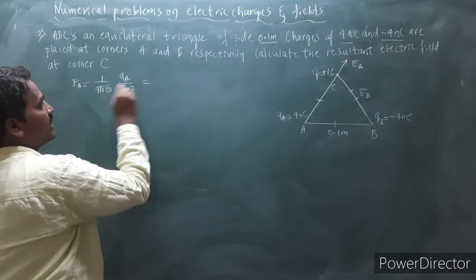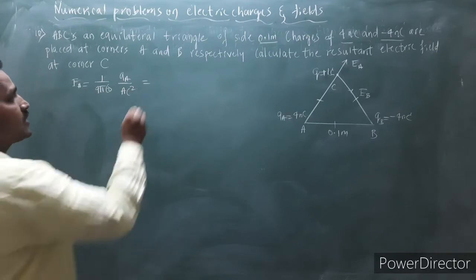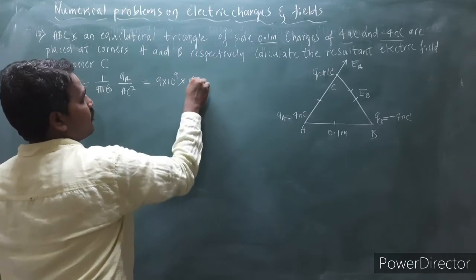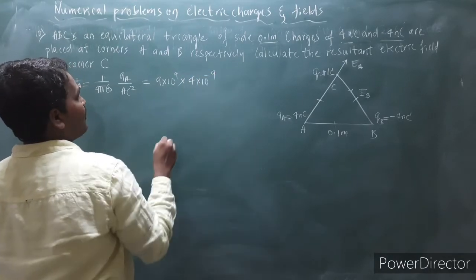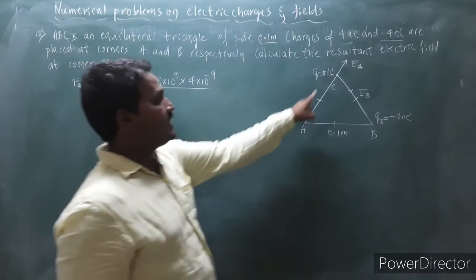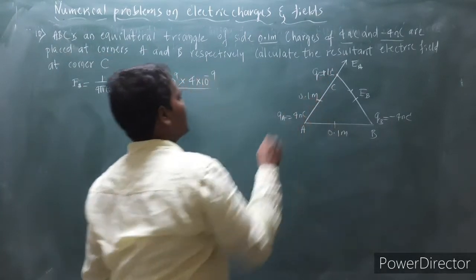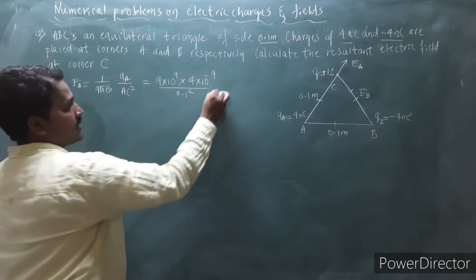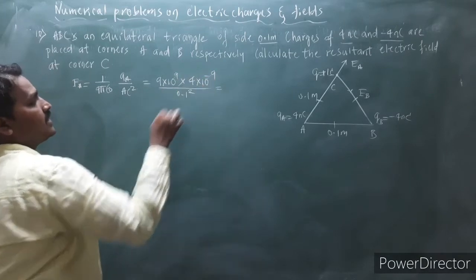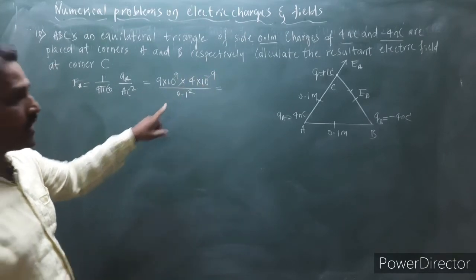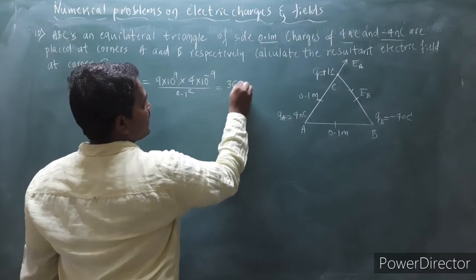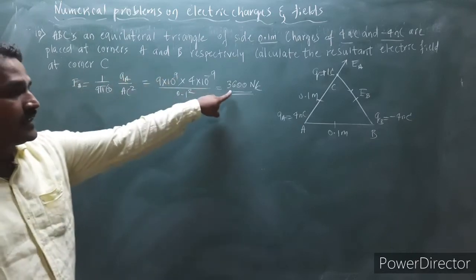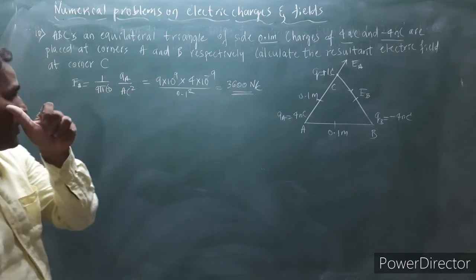If I substitute the values here, 1 by 4 pi epsilon naught is equal to 9 into 10 to the power of 9, into QA, which is 4 nanocoulomb, that is 4 into 10 to the power of minus 9, whole divided by AC, which is 0.1 meter, so 0.1 square. If I substitute this, these two get cancelled, and I get 36 divided by 0.01. That gives me 3600 newtons per coulomb. So electric field EA is equal to 3600 newton per coulomb.